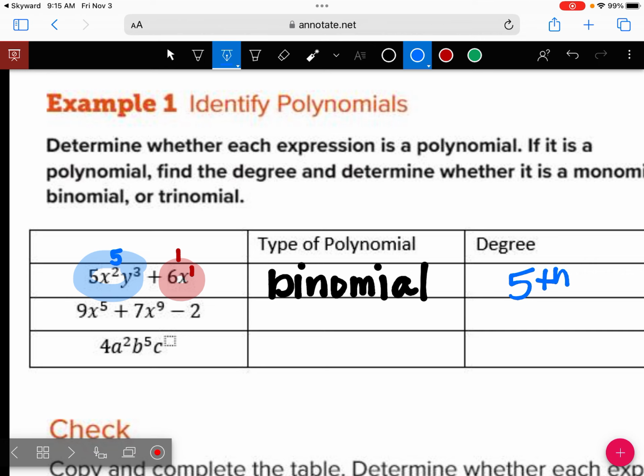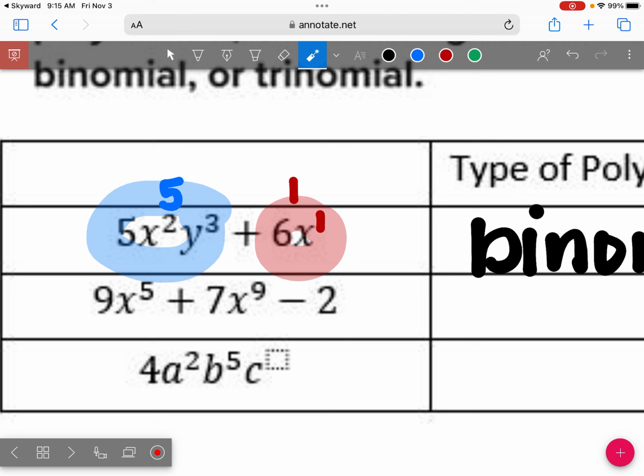When there's more than one variable, you add the powers together to figure out the degree of each term. So this is a term and this is a term. So 5x squared y cubed is a term, plus 6x, that's another term. We have 2 terms, that's why it's called a binomial. And then you find the degree of each term. So this term here has a degree of 5. This term has a degree of 1. The highest degree takes the degree of the polynomial.